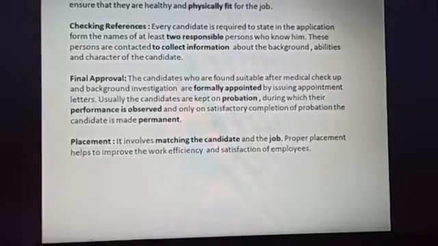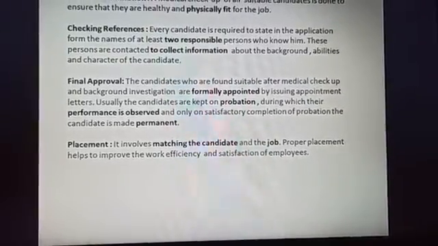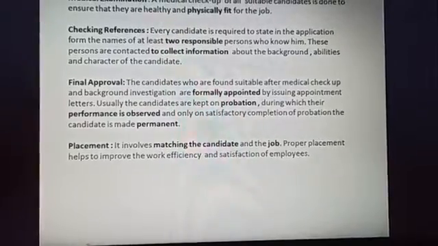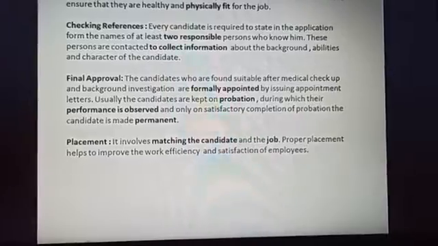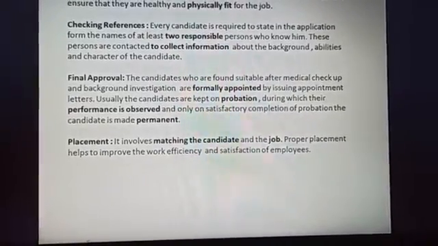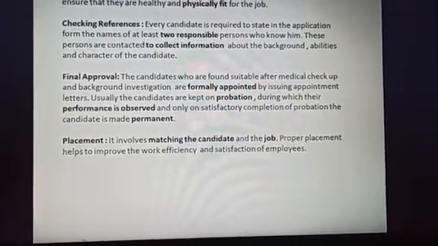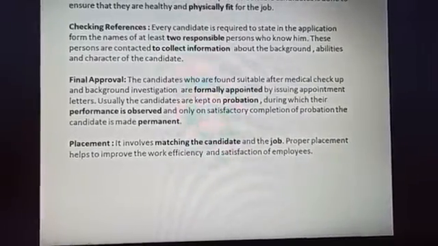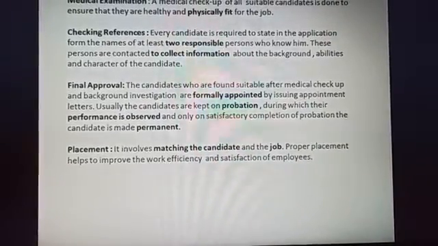Finally, they are placed in the jobs. It involves matching the candidate and the job. Proper placement helps to improve the work efficiency and satisfaction of the employees. That's it for the steps for the selection process.